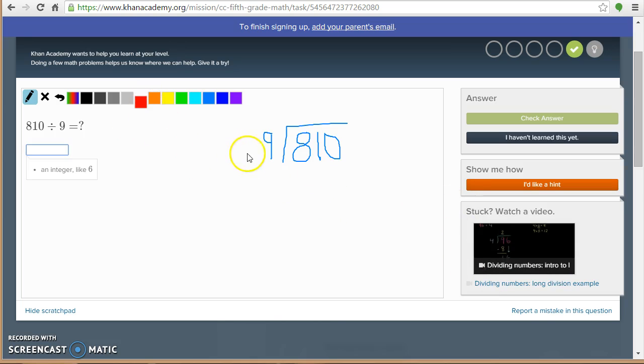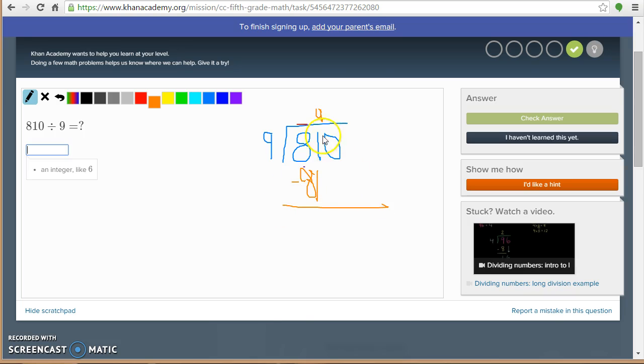So you might want to switch colors so you keep an eye on what you're putting up on top, which will be your quotient. And you ask yourself, can 9 go into 8 equally? And you say nope. So we're going to scooch it over and say, okay, can 9 go into 81? Yes. How many times? Let me grab another color. 9 times. And it's not wanting to write it up there, and I'm not quite sure why. So anyway, we know that it will go into 81 9 times. 9 times 9 is 81.